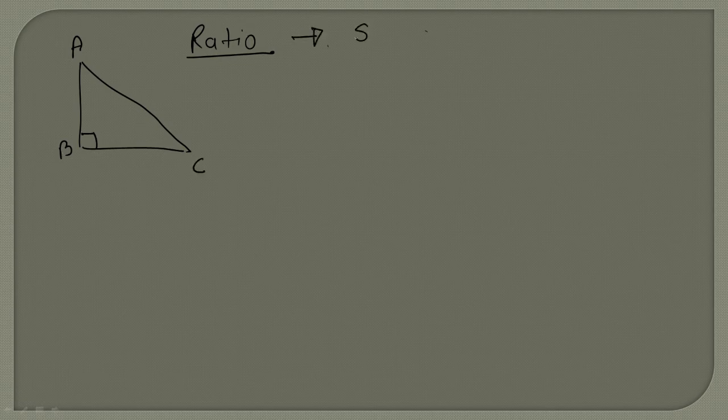Okay, so next one is ratio. For ratio, again we have to draw the right angle triangle ABC, and we will find the ratios. We have to find the ratio of sine, the ratio of cos, and the ratio of tangent. This is sine, this is cosine, this is tangent. The short forms we write like this: sin, cos, and tan.